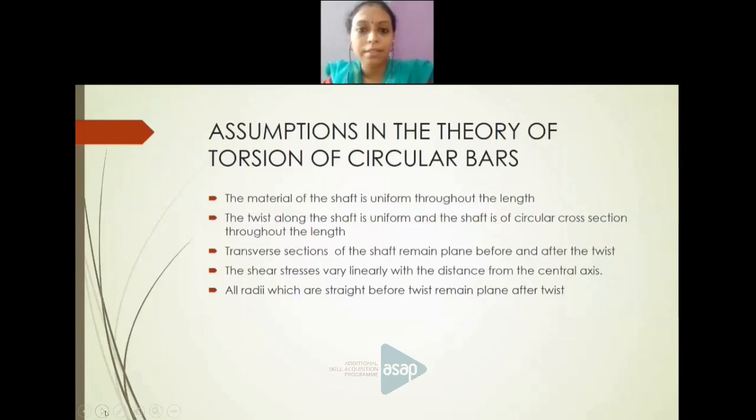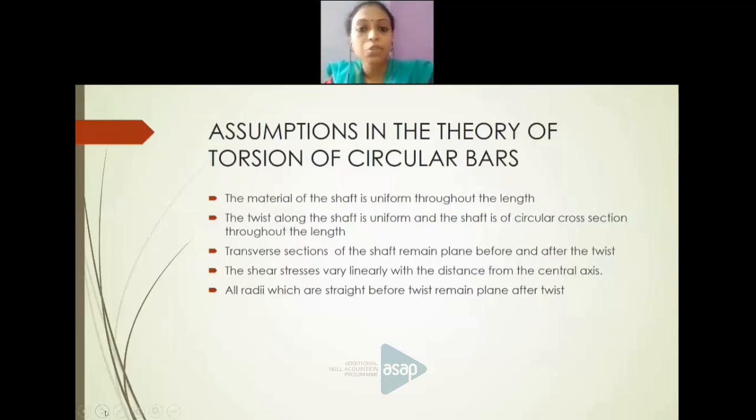Please note this third assumption. This is very, very important. Then, the fourth assumption is that shear stresses vary linearly with the distance from the central axis. And the fifth: all radii which are straight before twist remain straight after twist.